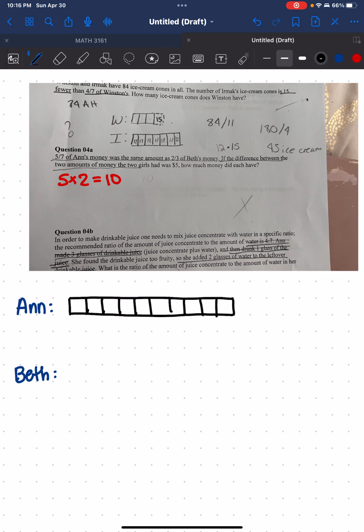I'm going to count them. 1, 2, 3, 4, 5, 6, 7, 8, 9, 10. And then normally you would have to redraw it, but luckily I don't have to do that all the way.